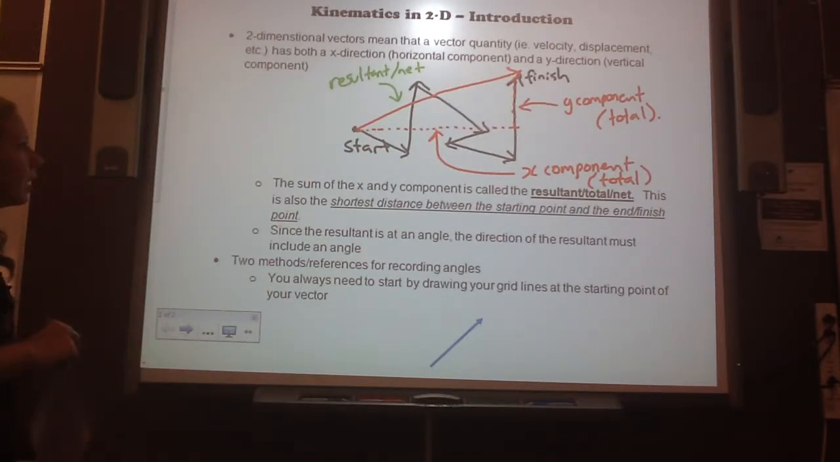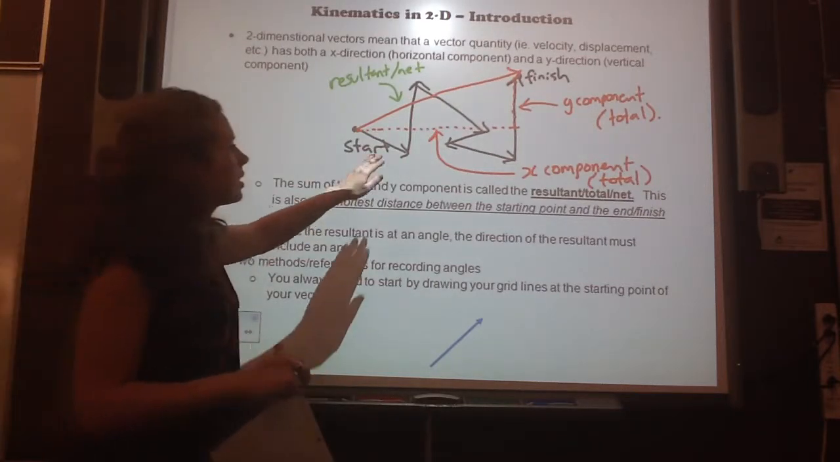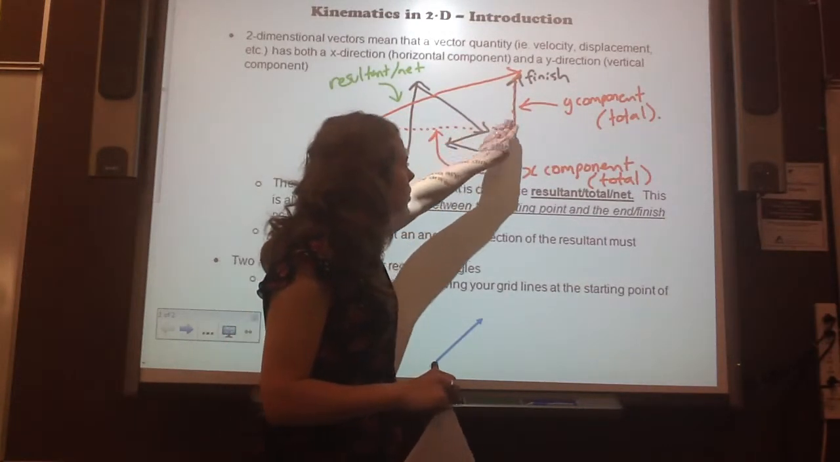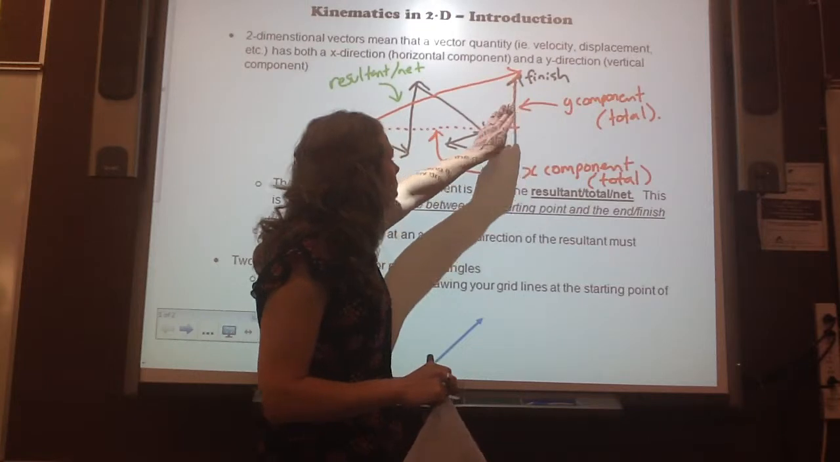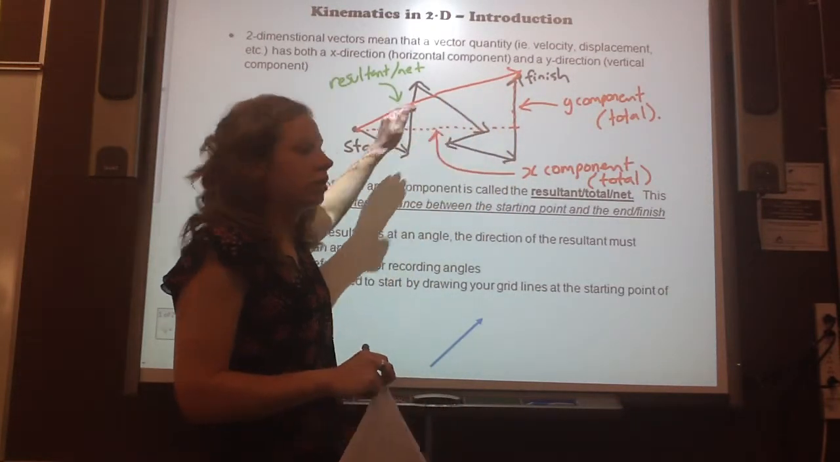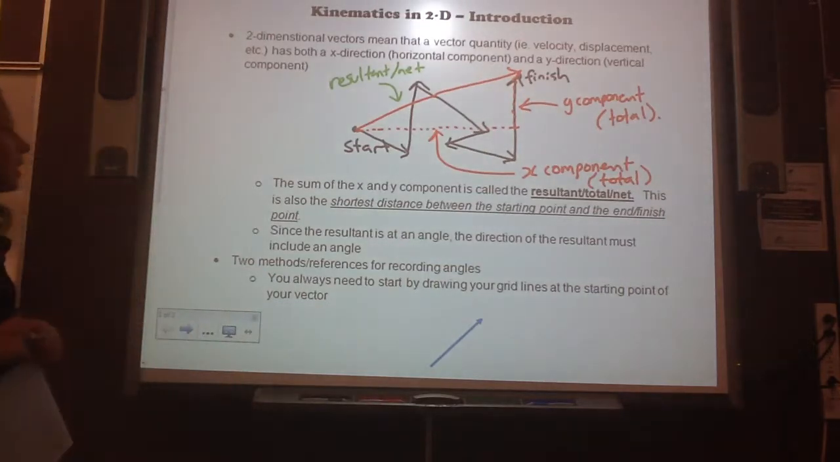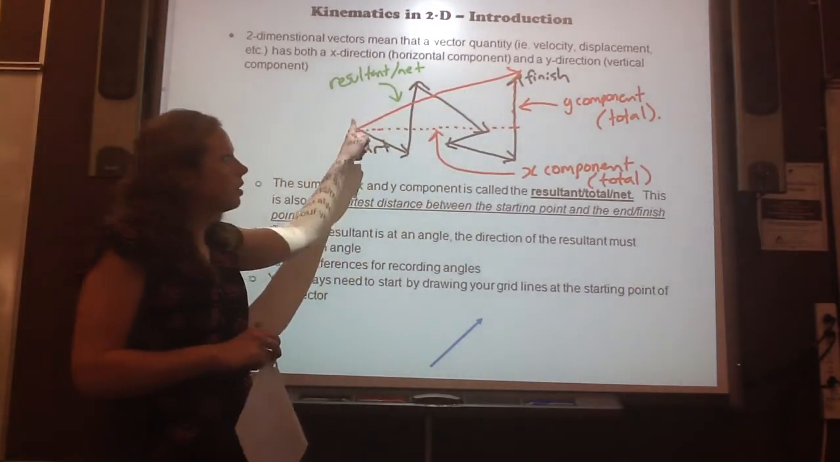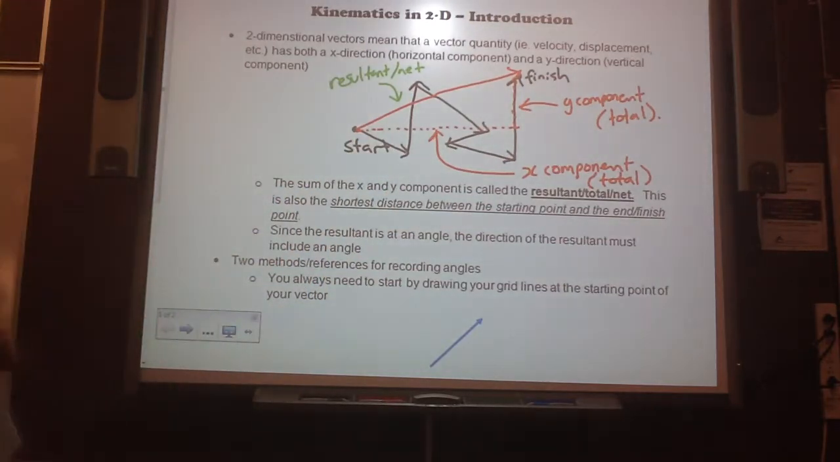So, this is the resultant or total x component, this is the resultant or total y component, and this is overall what happened. Okay? So, this is also the shortest distance between the start and the finish, right? Okay? Just like we know of a hypotenuse.